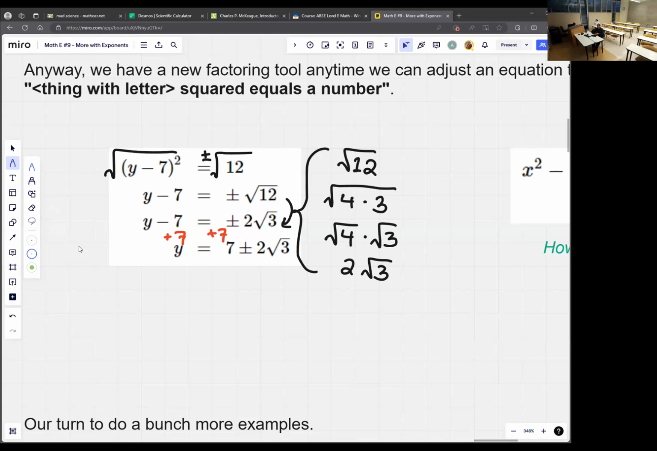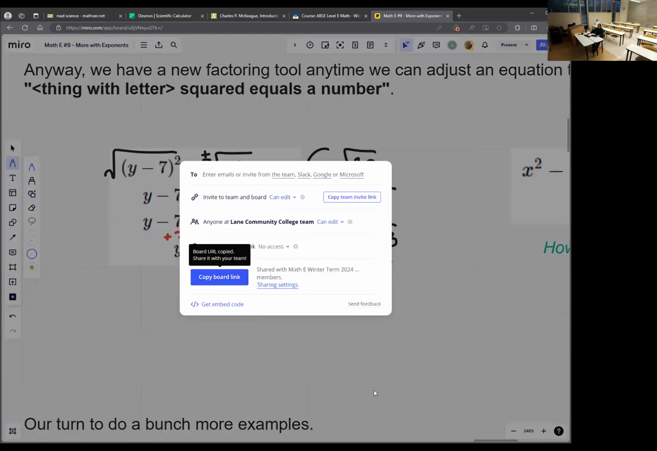But there's a few things that were tricky. Well, let me put the link in so a new person can join us.